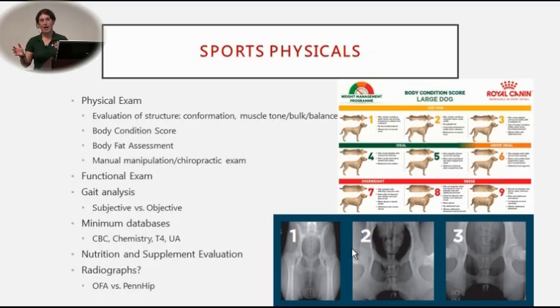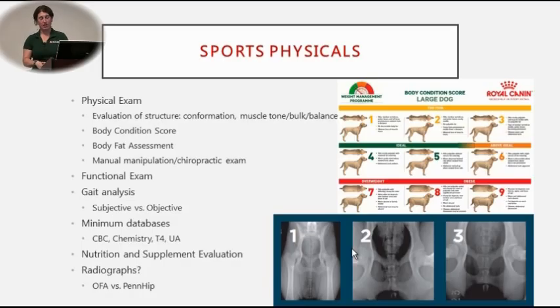Are they long-backed? Are they straight through the stifle? Are they straight through the shoulder? Things like that. Evaluating their muscle tone, so their musculature. We can check their tone. We can check the bulk of the muscle. Is there imbalance between hamstrings and glutes? Is there imbalance from right to left? That kind of stuff.